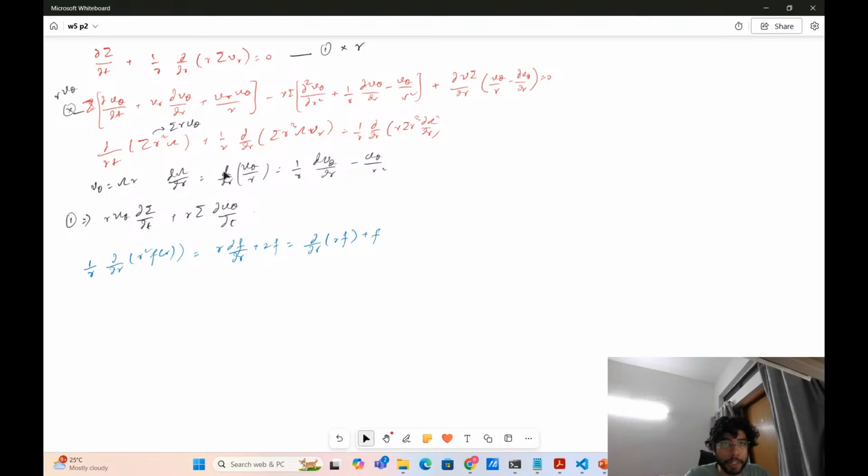For example, there are many terms which are of this form, right? So 1 by r ∂/∂r of (r square f). Just using chain rule, this will be ∂(r square)/∂r, that is 2r by r, times f, plus r square by r times ∂f/∂r. So we can write it like this, right? Why are we doing this? Because let's see what will happen if we apply this to this term.